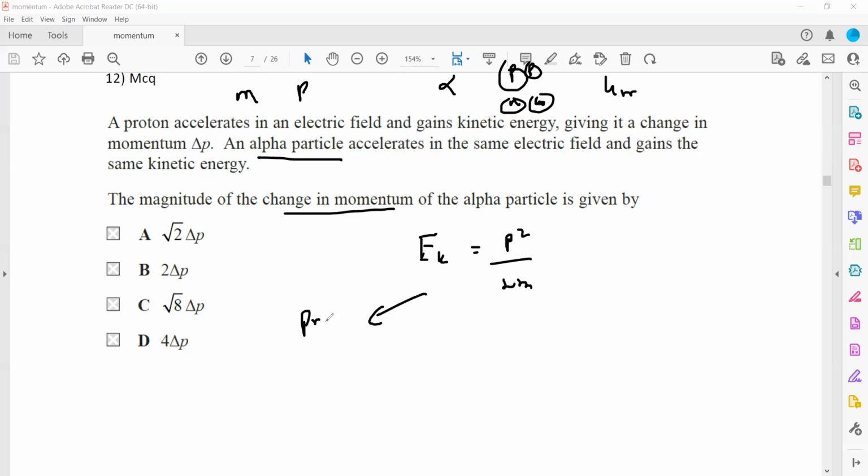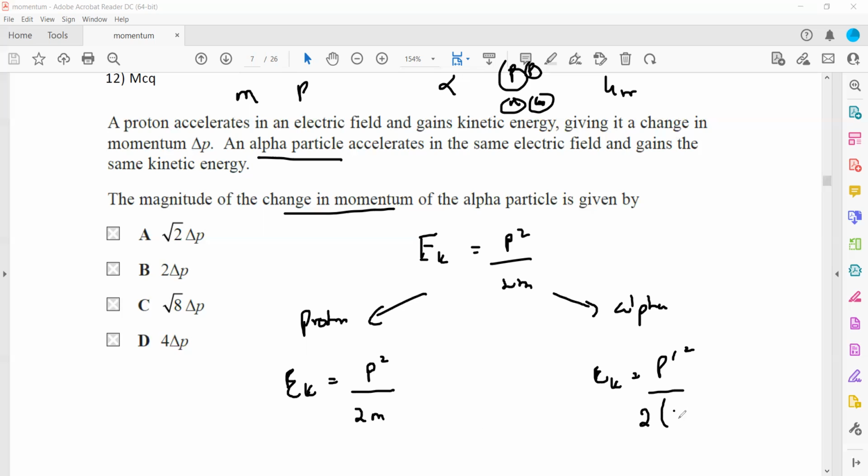So for the proton, the kinetic energy is Ek, the momentum of the proton is p, divided by 2m, where m is the mass. But for the alpha particle, the kinetic energy is Ek, the momentum of the alpha particle is p dash, squared, divided by 2m, where the mass is 4 times, so it will be 4m.